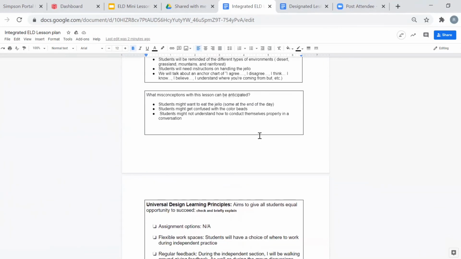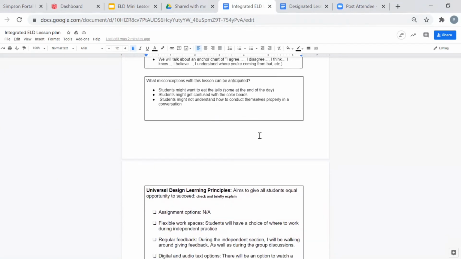Any misconceptions that I anticipate during my lesson are that students might want to eat the Jello even though it was specifically told not to be eaten. So I will make sure that right before we even start handling the Jello, I will remind them again that it is not to be eaten. And also, students might get confused with the color beads. Therefore, I will provide a legend of color beads, of which beads correlate with which color and what animal belongs to that color, and each of them will get a legend for that.